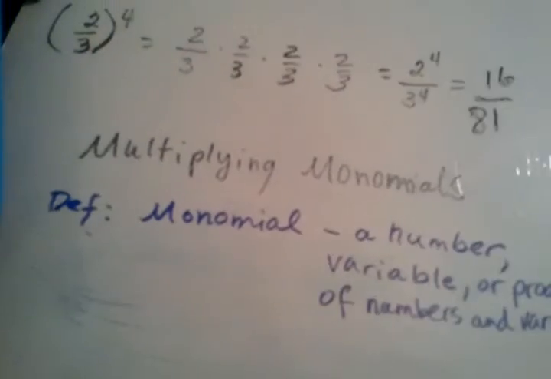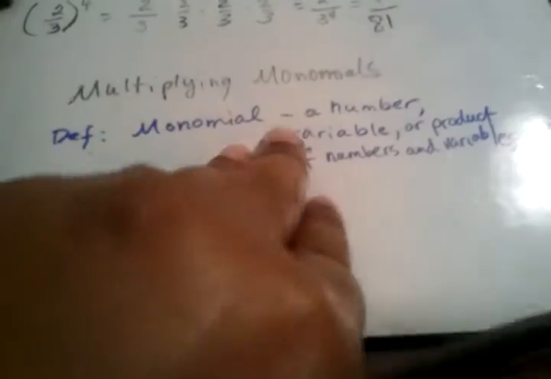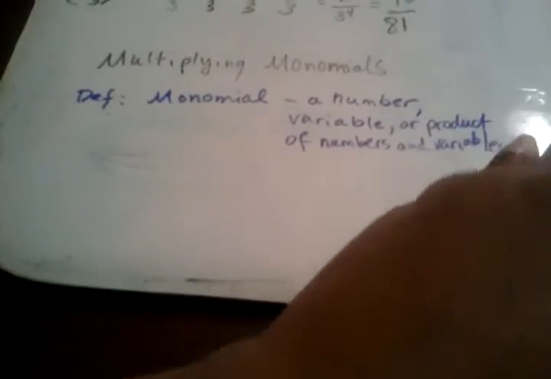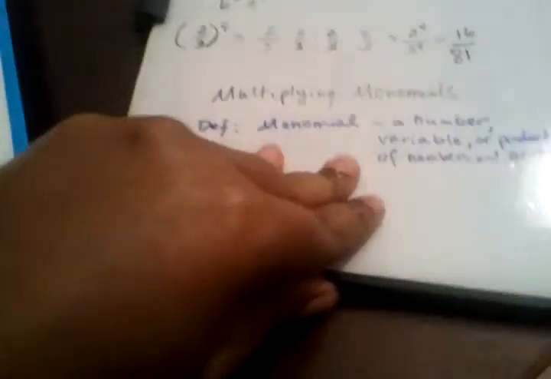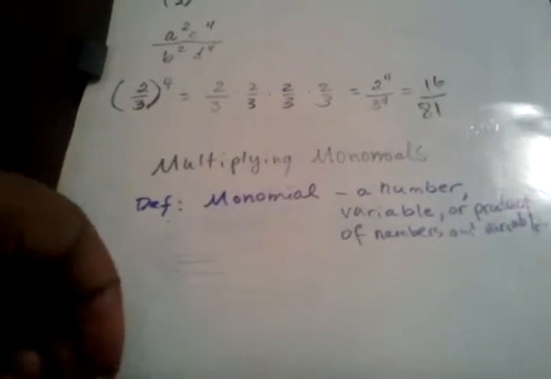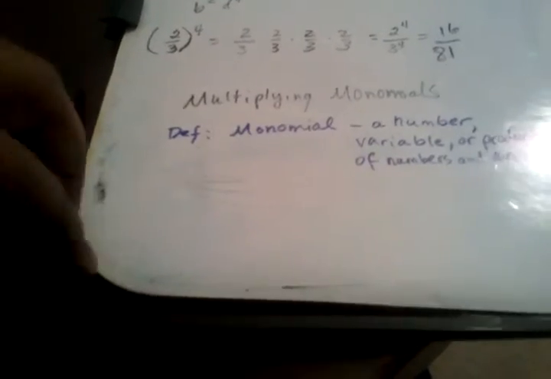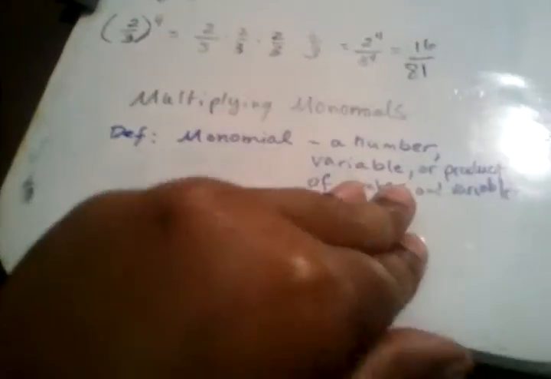Notice it said a number, variable, or product of numbers and variables. I did not say sum. I did not say difference or division or dividing or quotient. So we have to be careful with that. So I'm going to give you what that's going to look like. Just give me a second to get this together.